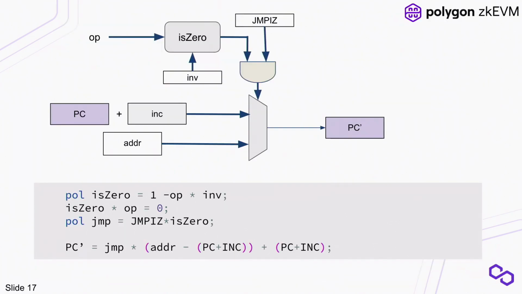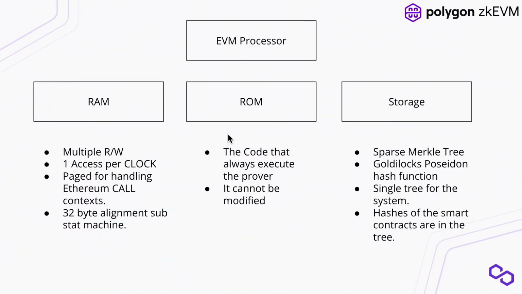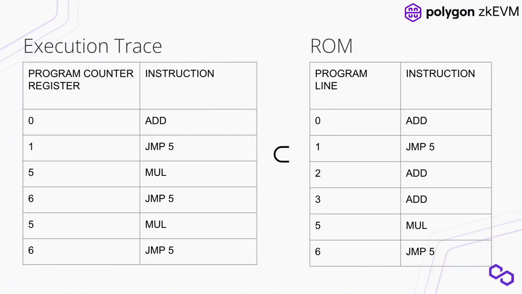Okay? Of course, we have conditional jumps. Conditional jumps at the end is just how we compute the next program counter. In general, it's going to be the next line of code that we're executing. But if it's a conditional jump or just a jump, maybe we go to somewhere else in the program.